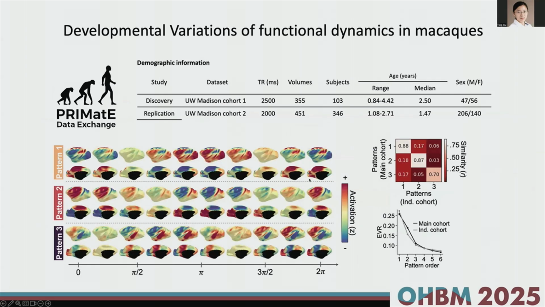Finally, I'd like to briefly highlight our recent work, which will be presented at OHBM, on the developmental effect in macaques, focusing on the early childhood to juvenile periods from 1 to 3 years old in macaque. It's roughly equivalent to human age from 3 to 12 years old. So in this study, we also identified robust dynamic patterns using the complex PCA approach, revealing early signatures of brain dynamics during this critical developmental window.